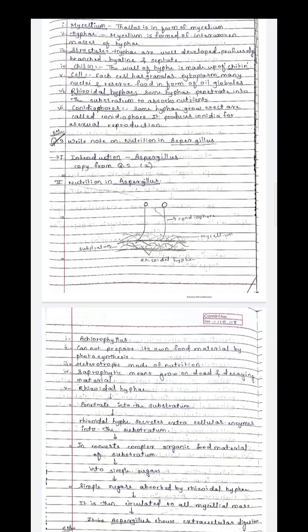Then about nutrition. It is a heterotrophic mode of nutrition because they are achlorophyllous and cannot prepare their own food, or carry out photosynthesis. That's why they are heterotrophic. It is also a saprophytic fungus, so it can grow on dead material and depend on this dead material for nutrition.